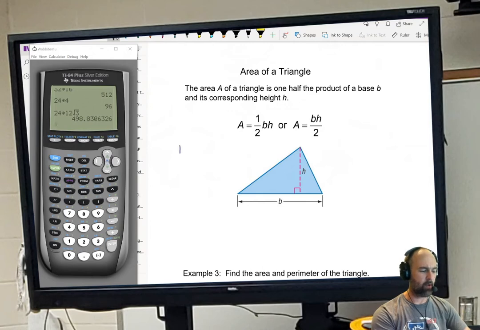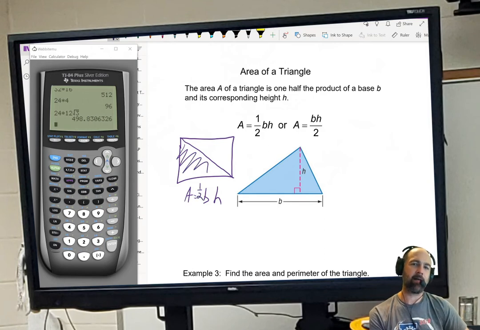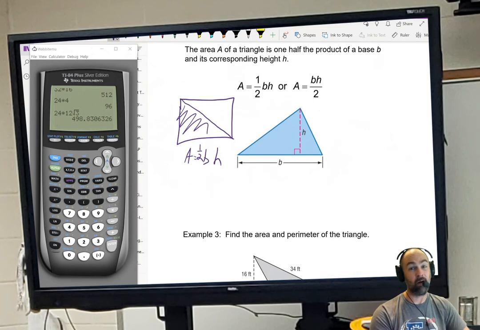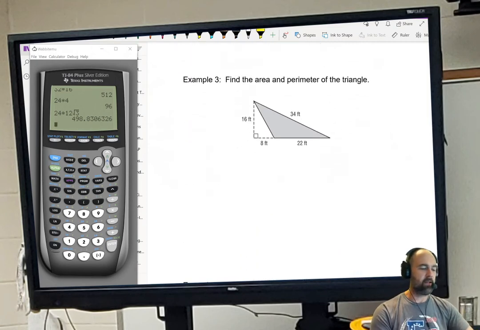Okay, think about what's going on there. If I had a rectangle, the area of that rectangle would be base times height. Now, if I was to cut that diagonally, I've cut it into two congruent triangles. Therefore, the area of each one is just going to be half of that. That's where this formula comes from, just by cutting a rectangle, or any parallelogram for that matter, in half. Okay. Let's find the area and perimeter of the triangle.